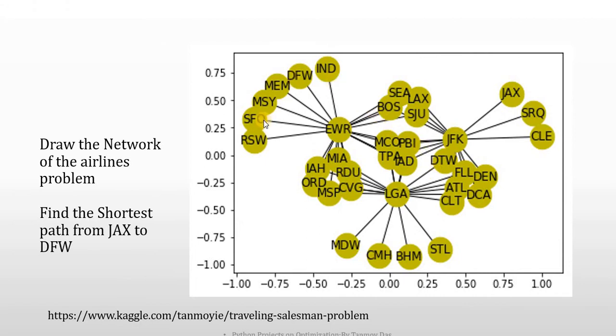We have so many airports and we need to determine a path so that an airline, say one airline, is going to travel from JFK to Dallas Fort Worth Airport. So we need to find the shortest path so that someone can travel from one airport to another.